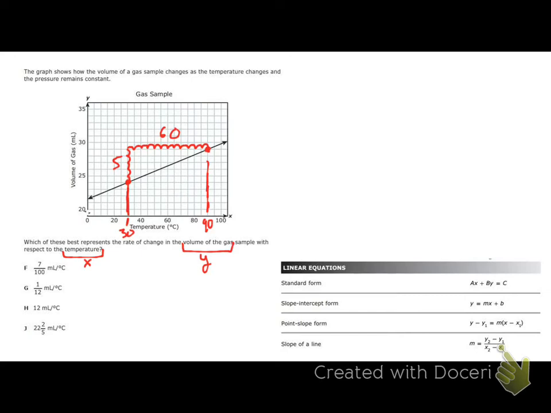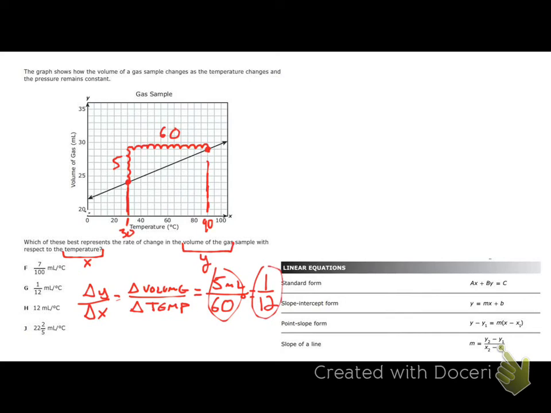So if we're finding the rate of change of y, or excuse me, the change of y over change of x, that's going to be our change in volume over our change in temp. And we've already established by looking at our graph, as our volume increases by 5 milliliters, our temperature increases by 60 degrees. Okay? So basically our answer is 5 over 60, but if I look at my answer choices, I don't see 5 over 60 anywhere, but lo and behold, 5 over 60 simplifies to 1/12. Bam!